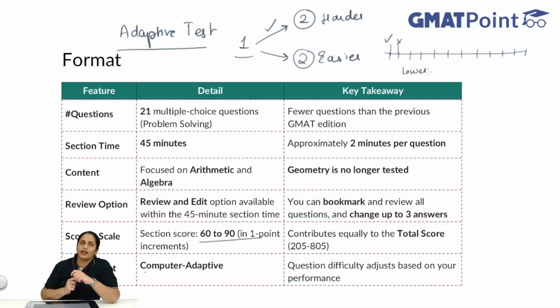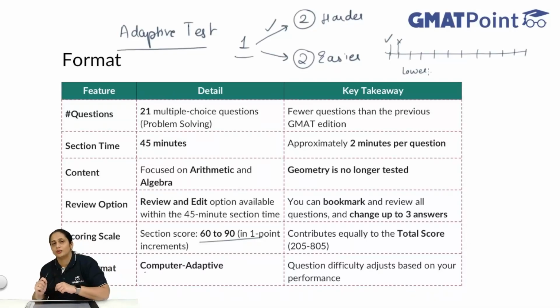If you answered an easy question correctly, it won't give you the same level, because essentially whether you answered it correctly or incorrectly, how much score addition happens depends on the difficulty level of the question. So an easier question will not give you as much positive boost. On the other hand, if you give a wrong answer for an easier question, it will considerably reduce your score.